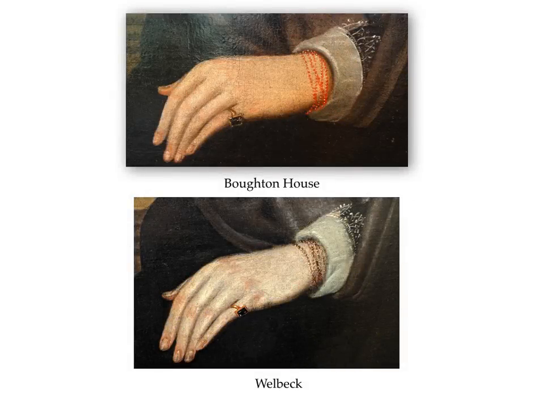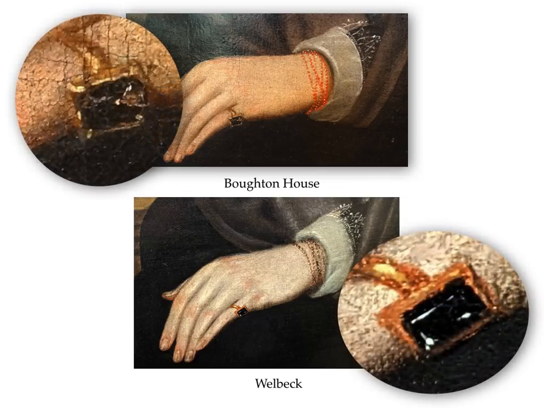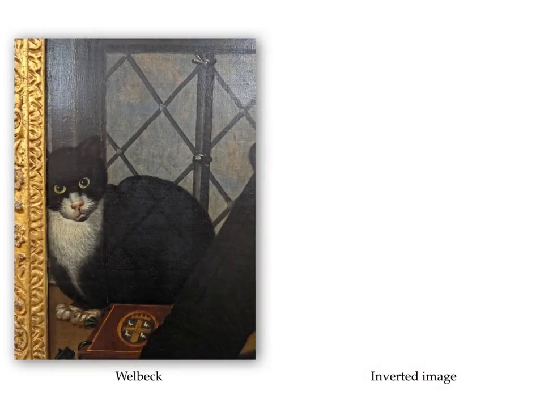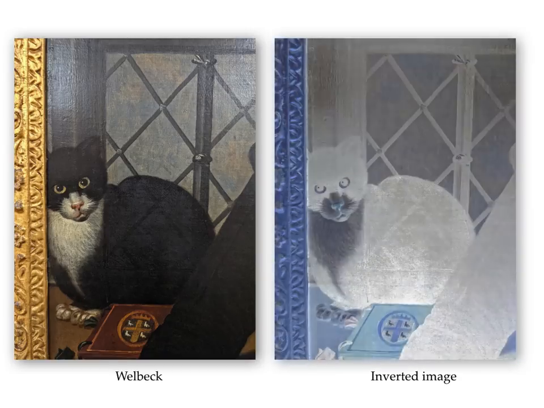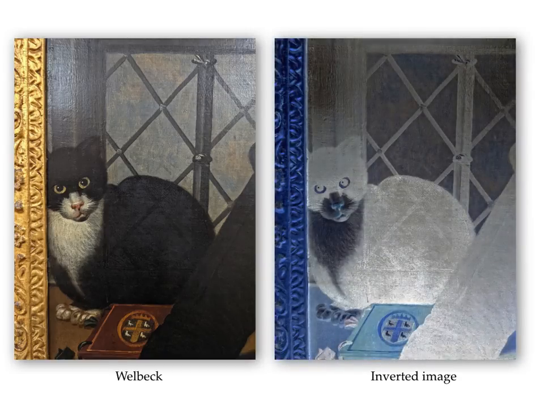Here is a comparison of the left hand of both portraits. The coral beads are lacking in colour and less distinct in the Welbeck, and the ring on the Welbeck is simply a black area with white highlights. If we look at the area of the cat, then in the Welbeck, the window bars and the edge of the window frame and the window ledge are clearly visible through the animal. You can see this even more clearly if the image is inverted. This is not so with the Boughton version.